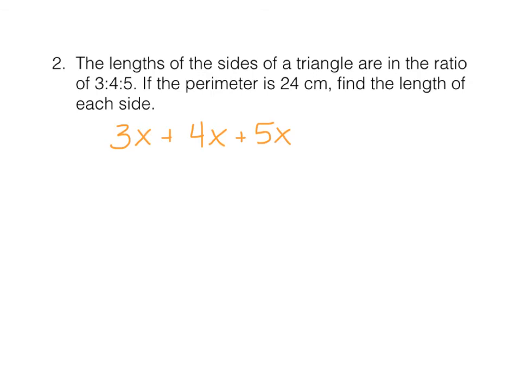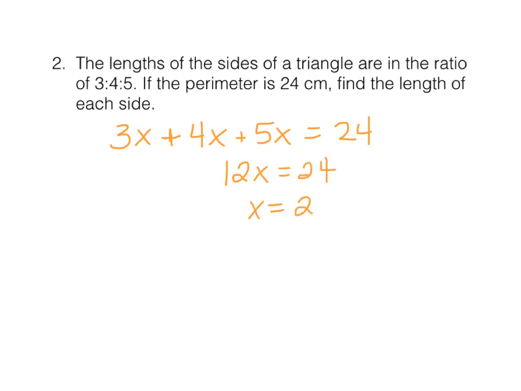Because just because they're in the ratio of 3 to 4 to 5 doesn't mean you're dealing with 3, 4, and 5. You're dealing with 3 numbers that are in a ratio of 3 to 4 to 5. It could be 9, 12, 15. It could be 30, 40, 50. It just all depends on what the perimeter is here. So if I put the x on each one and add them up, because that's what perimeter is, all the sides added together, I can now solve this equation. So we have 12x equals 24, and x equals 2.